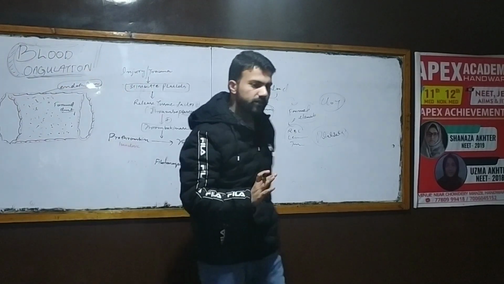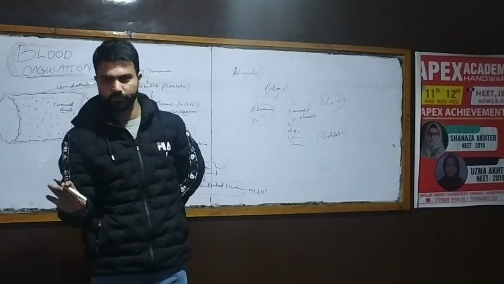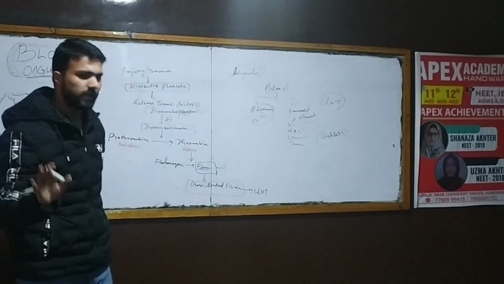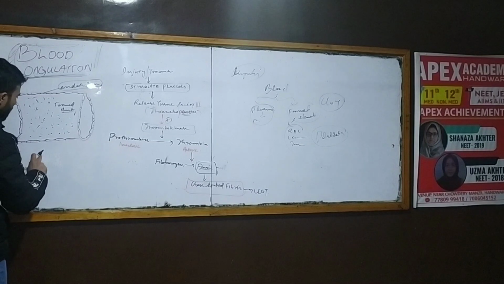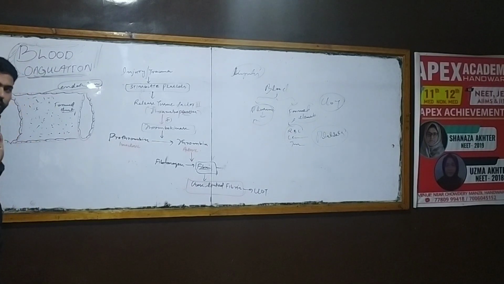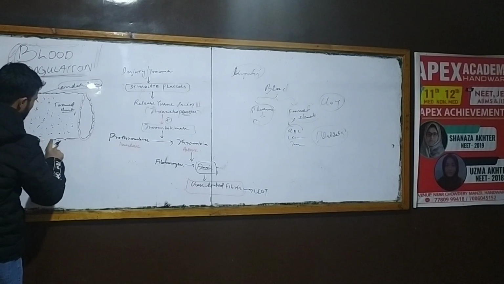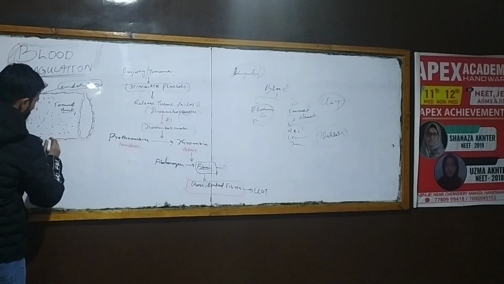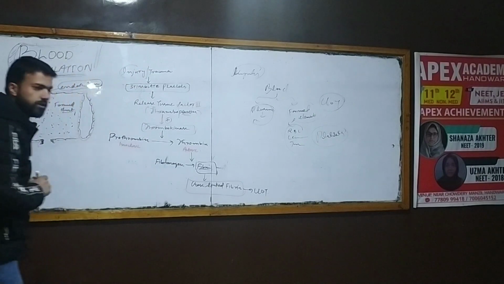So when we suffer any injury, or trauma, or an accident, at that time what happens? Bleeding is there. Actually, in bleeding, the blood vessel gets ruptured. The vessel ruptures. So that rupture area is an injury.